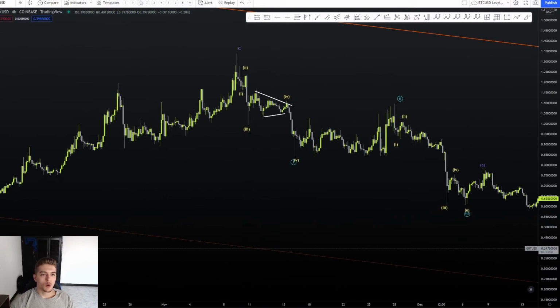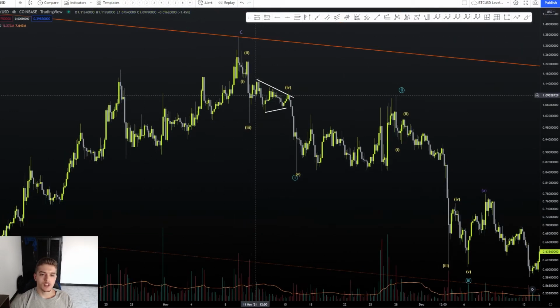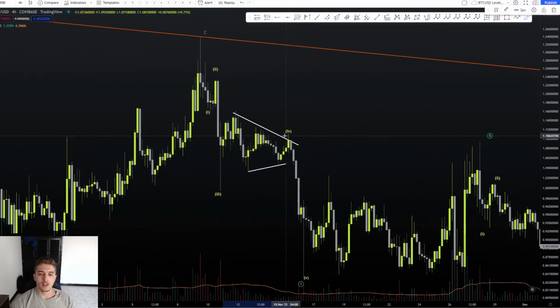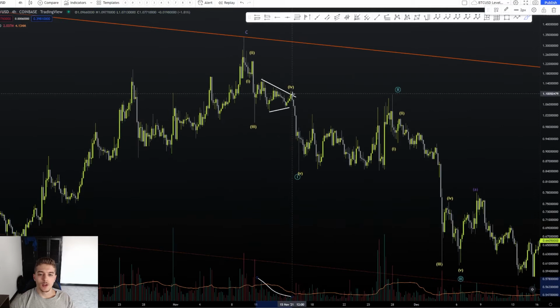Now, we get perfect decreasing volume for this triangle. It starts out pretty high for this wave A. Well, this would actually be the bottom of wave A. We get a nice volume spike, and then it decreases throughout the progression of this triangle, which is exactly what you want to see. And then upon the break of the wave E, this would be the wave E being put in right here, we get increasing volume to show that we're getting a breakout from the triangle.